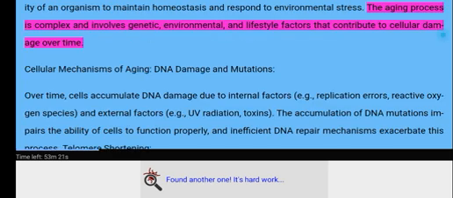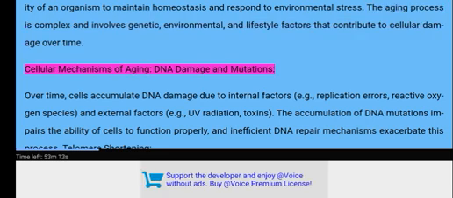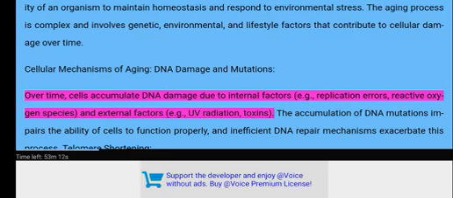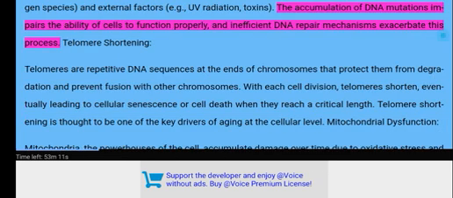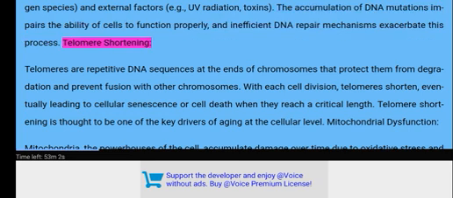The aging process is complex and involves genetic, environmental, and lifestyle factors that contribute to cellular damage over time. Cellular mechanisms of aging, DNA damage and mutations. Over time, cells accumulate DNA damage due to internal factors, e.g., replication errors, reactive oxygen species, and external factors, e.g., UV radiation, toxins. The accumulation of DNA mutations impairs the ability of cells to function properly, and inefficient DNA repair mechanisms exacerbate this process.